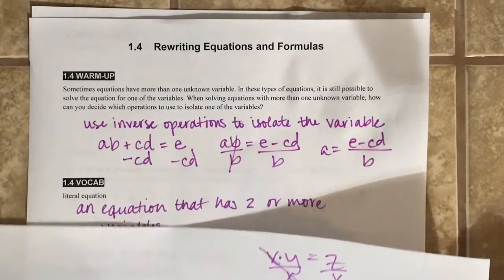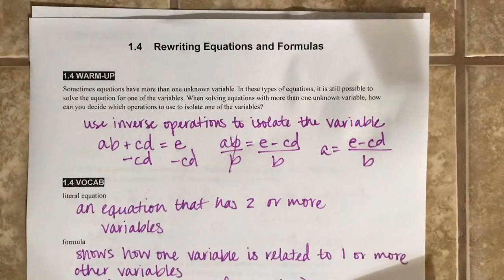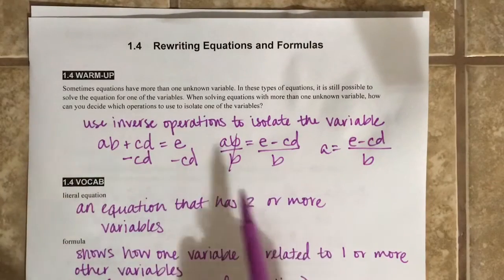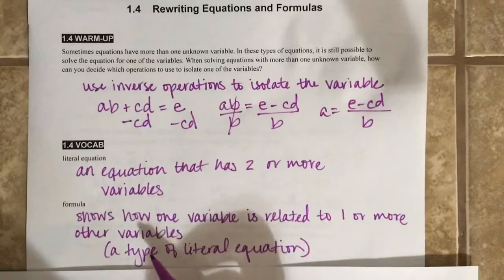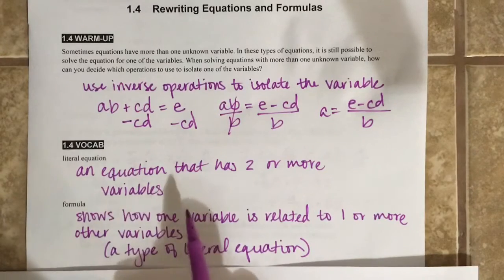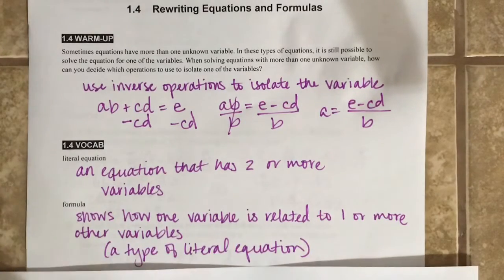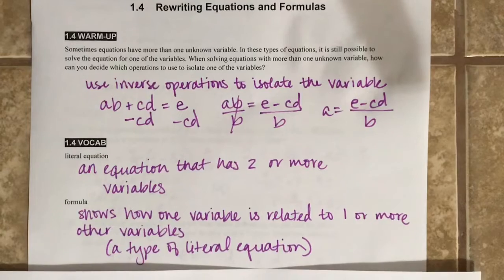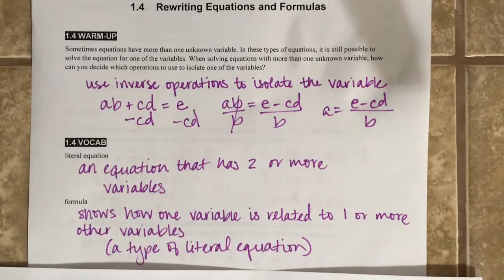So the vocabulary for this lesson, we've got literal equation, an equation that has two or more variables, and then a formula. A formula shows how one variable is related to one or more other variables, and a formula is a type of literal equation. So again, pause the video and go ahead and write that down.